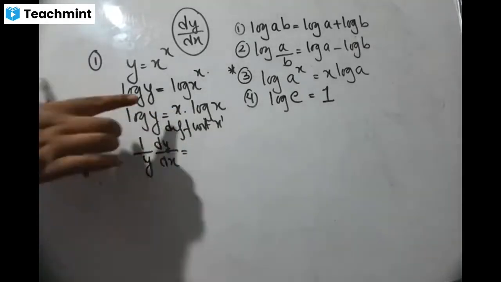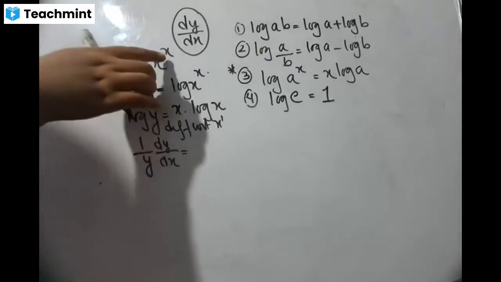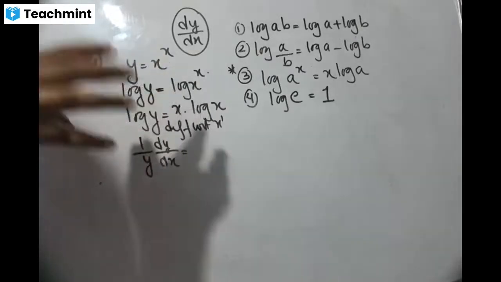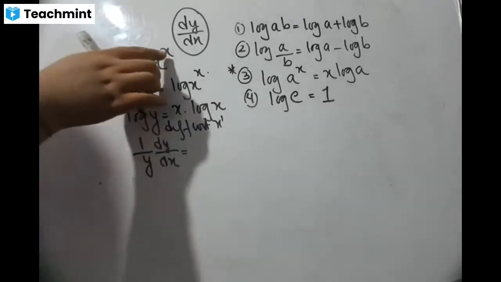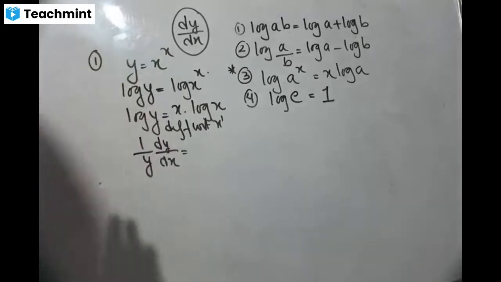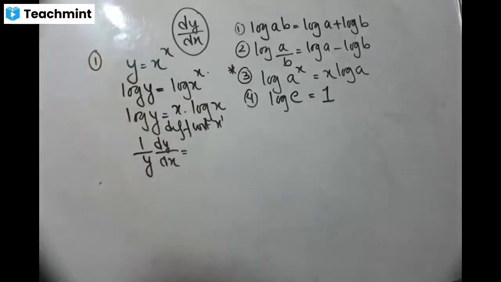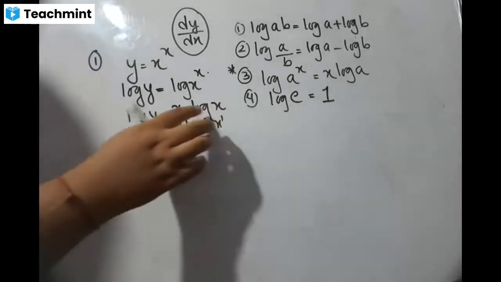The reason why we applied log here is to remove the power, because you cannot differentiate a function to the power of a function directly. It has to be differentiated by applying log so that the power comes in front. Is that clear? So help me out with the product rule, everyone.